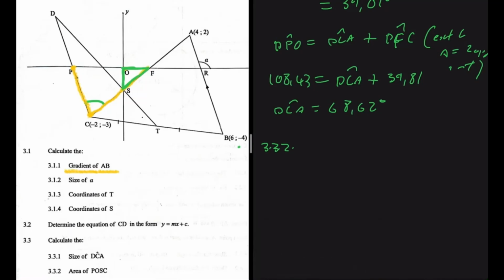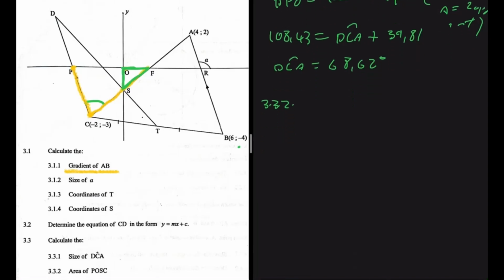We're using CP and CF, so let's calculate CP. Here comes the distance formula, the formula I hate more than any other.